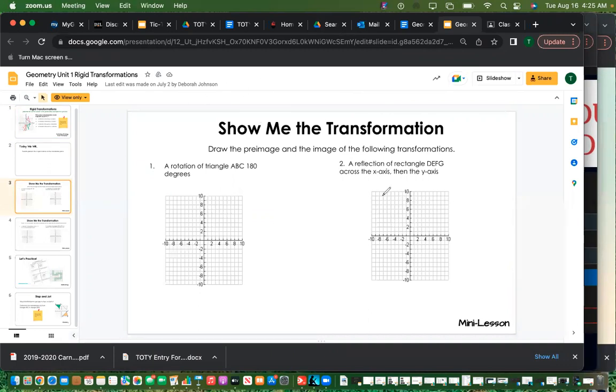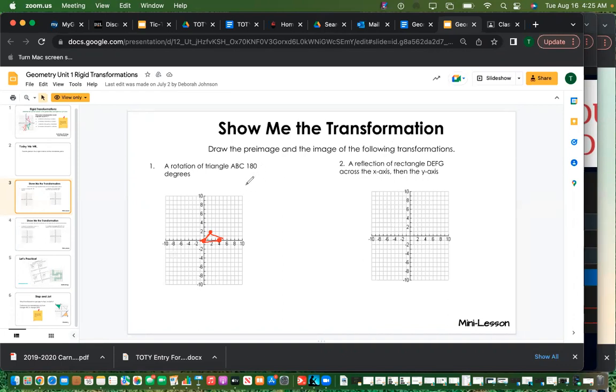Okay, so we want to rotate a triangle ABC 180 degrees. Okay, so let's take this triangle. This is the most beautiful triangle you've ever did see. Boom. Okay, we're gonna make our lives a little easier. We're gonna rotate this about the origin 180 degrees.